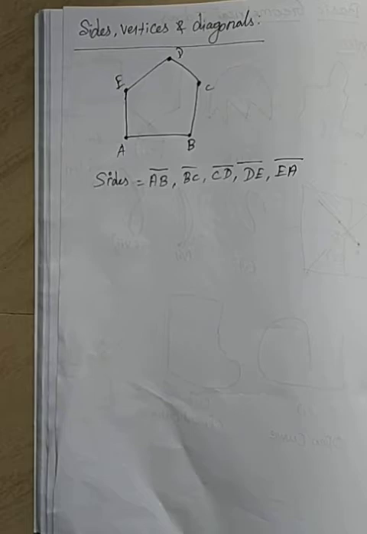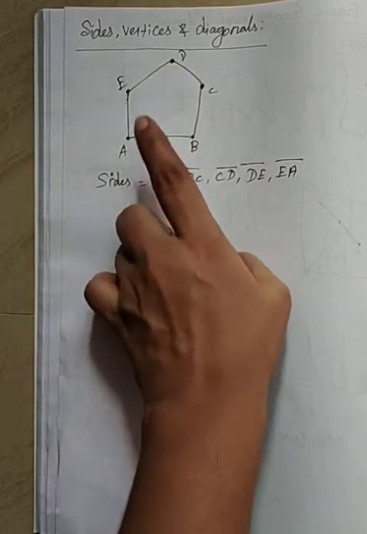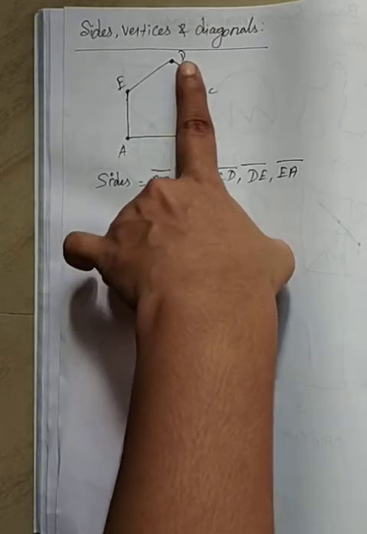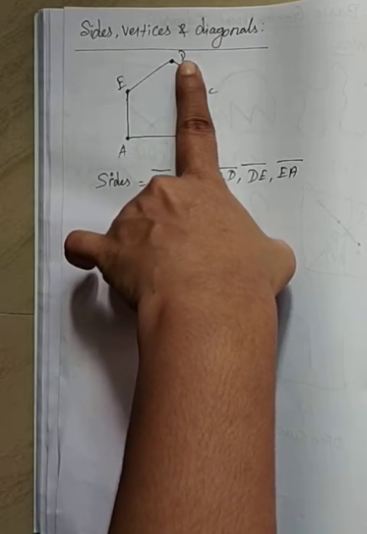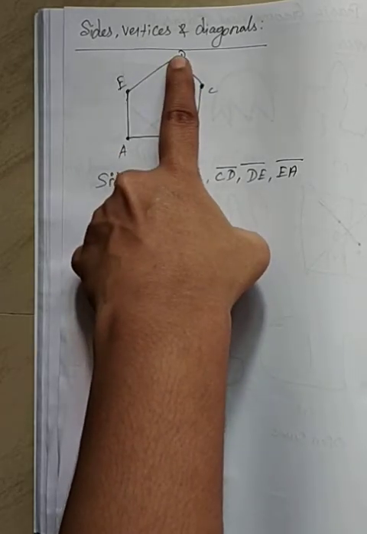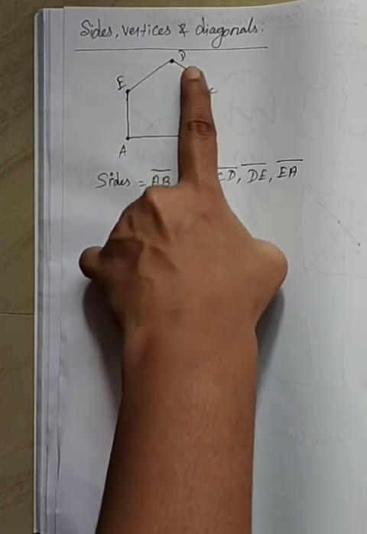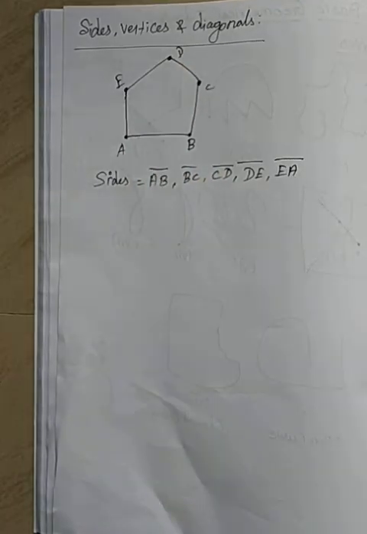So E and D are adjacent, whereas the vertices A and D are not adjacent. Why? See here, A is in this place, D is in this place. So this is not adjacent. Clear? Now, consider the pair of vertices which are not adjacent. The joins of these vertices are called the diagonals of the polygon.